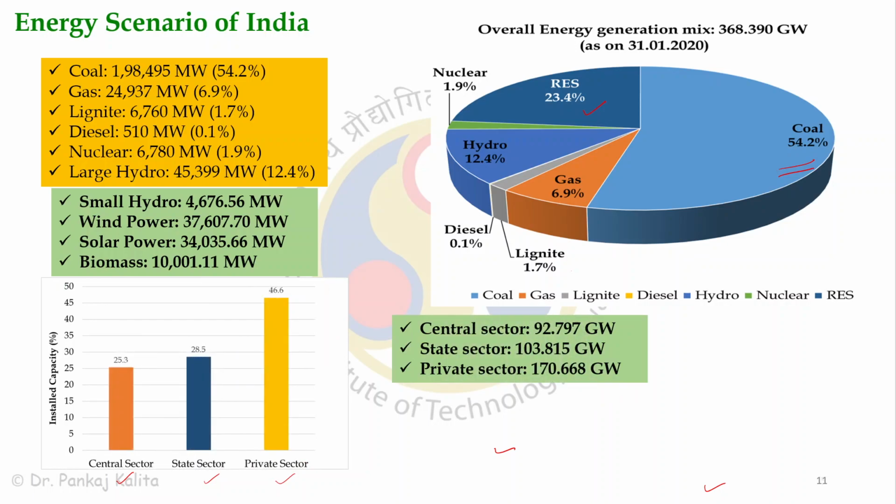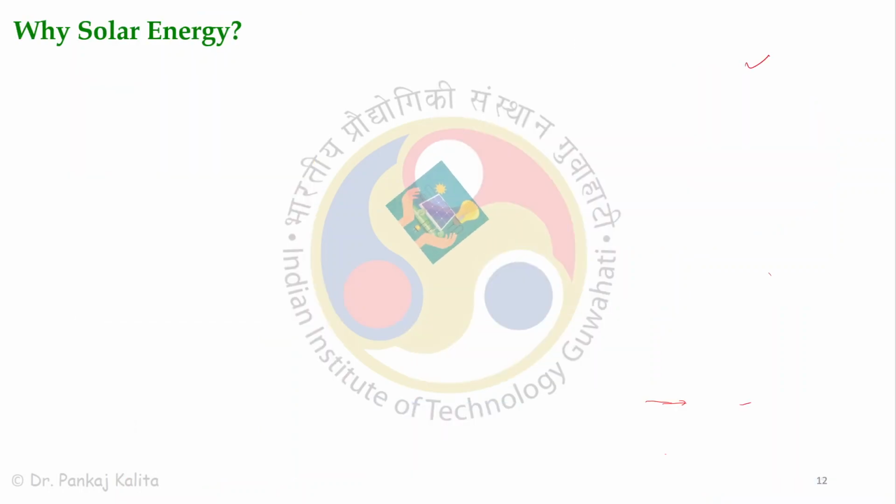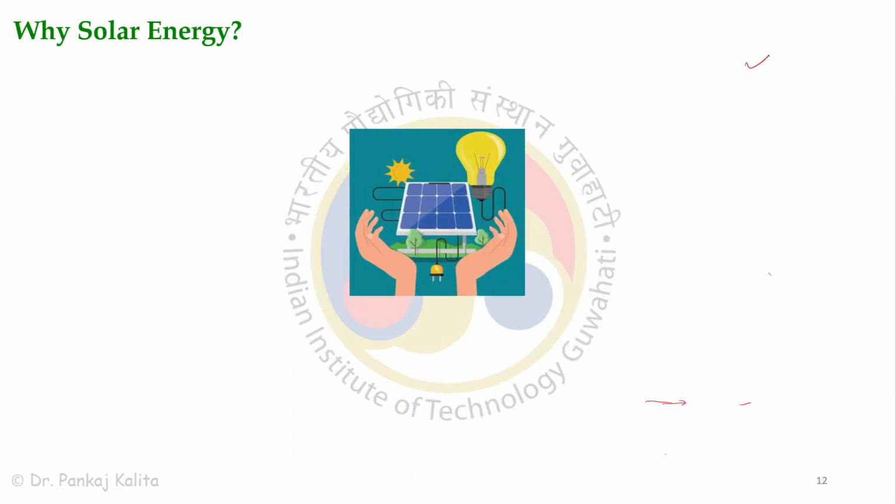Then we have installed capacity here: central sector, state sector, and private sector. The thermal increased by 3.57%, renewable increased by 137%. That's pretty good news because most of the increase is being seen in the renewable. Now the question is, why solar? This is the main question. Why solar? So there can be many: solar, wind, and tide, and geo energy.